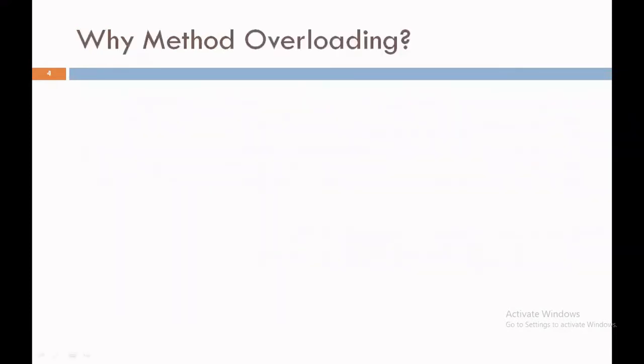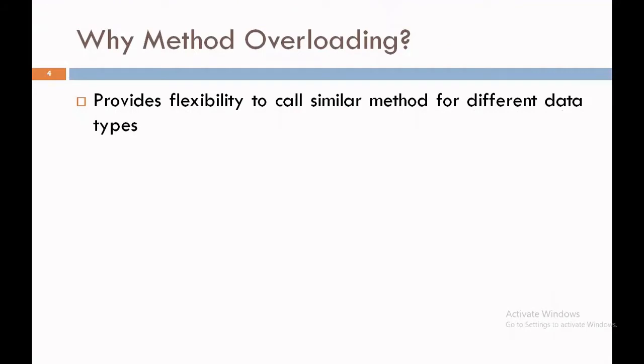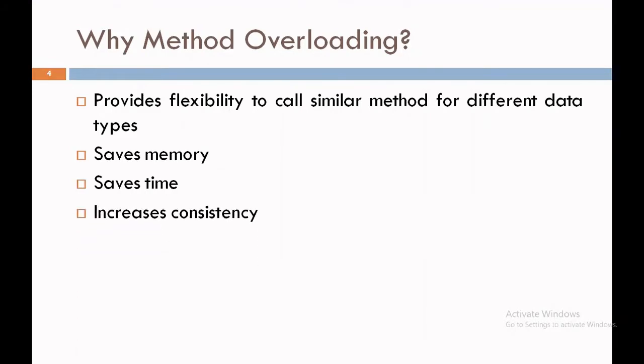Now, why do we require method overloading in Java? Using method overloading in Java is very common among Java programmers because it provides flexibility to call a similar method for different data types. It saves memory, it also saves time, it increases the consistency of the program, and it improves code readability. So these are the advantages of method overloading, and that's why Java programmers use method overloading in Java.